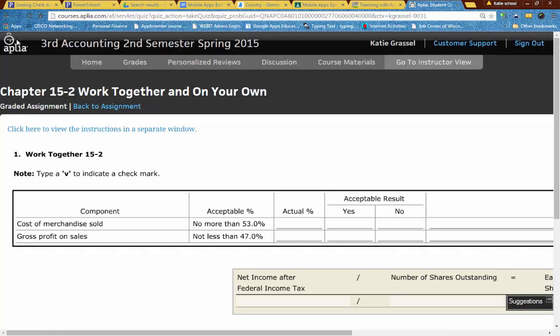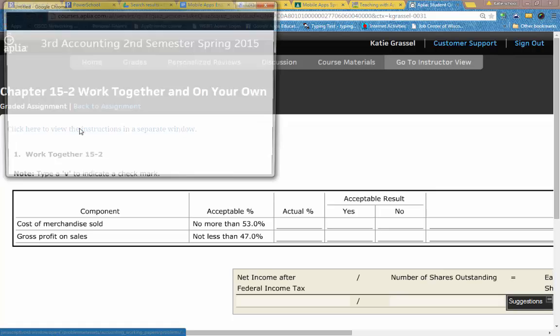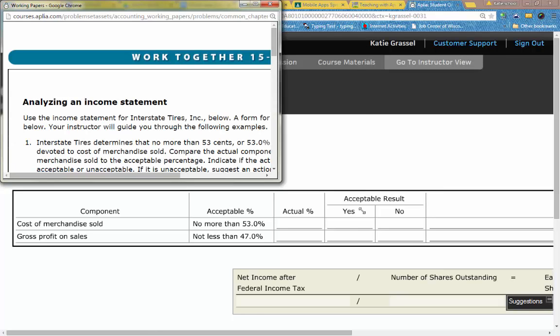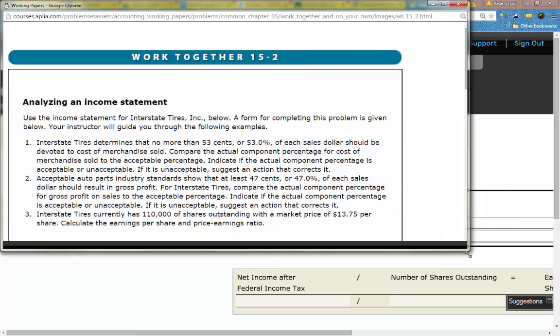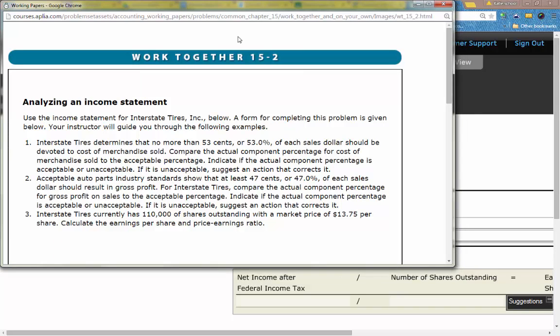Okay, so we have to look at our directions for this one, and this is a little bit different thinking. In 15.1, we really looked at calculating an income statement, but now we have to make decisions from our income statement. This can be a little bit confusing. So we're going to go through.